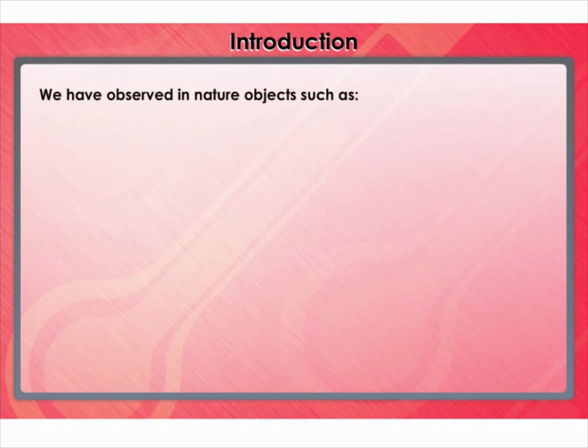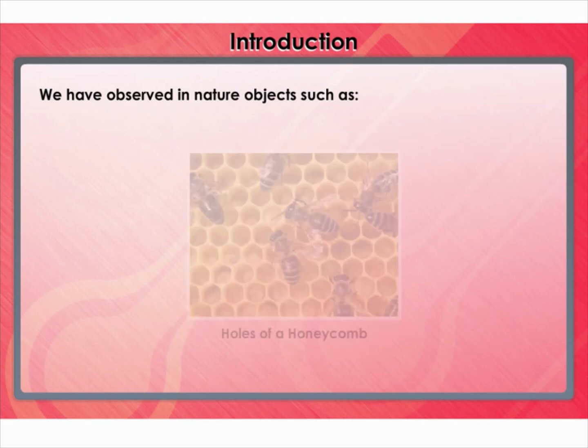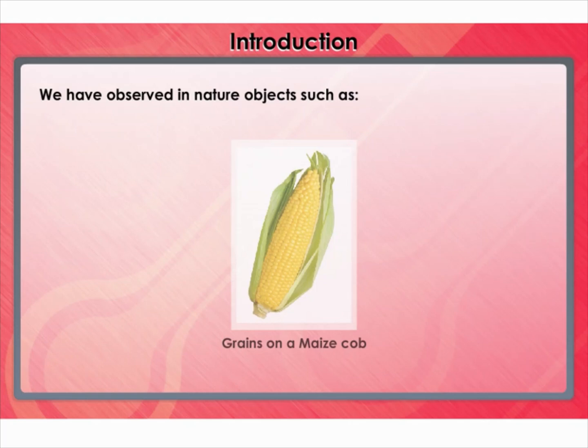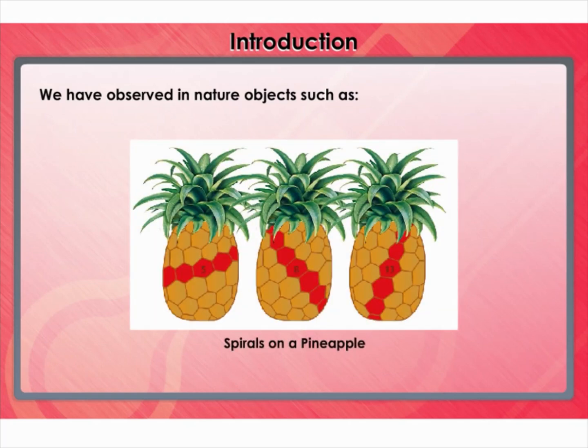Introduction. Let's begin this chapter with some examples. We've observed in nature objects such as petals of a sunflower, holes of a honeycomb, grains on a maize cob, spirals on a pineapple, etc. We notice that these objects follow a certain pattern.